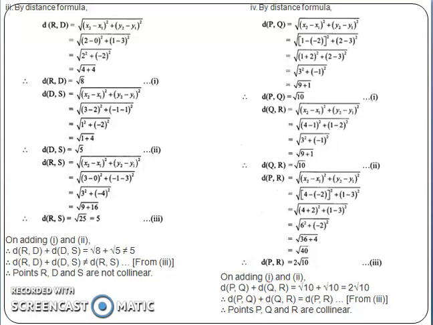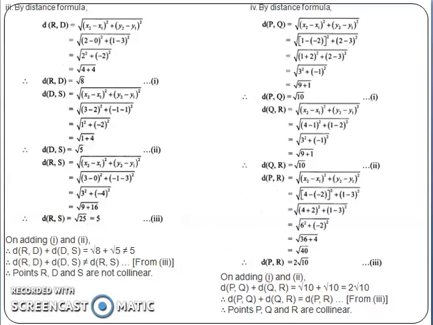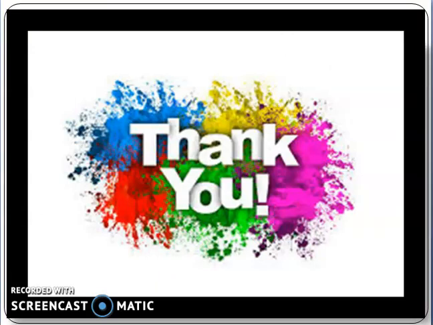Now the next, again we can see this. Same thing, we have to find the 3 distances and then add 2 of the distances. Then it should be equal to the other distance. Then it will be collinear, otherwise they are not collinear. If after adding, these distances are not equal to the other distance, then these 3 points are not collinear, and those which are equal are collinear. So hope you must have understood properly.